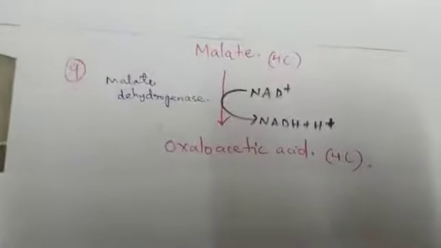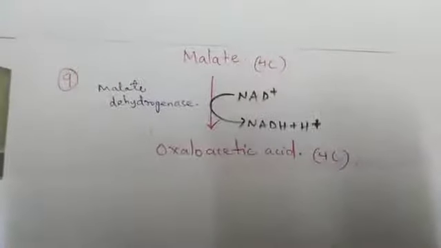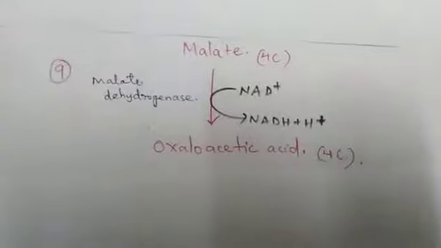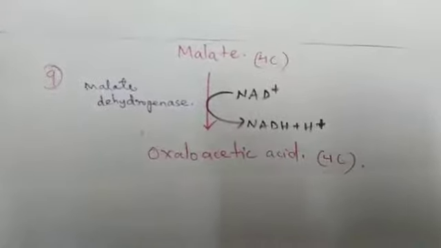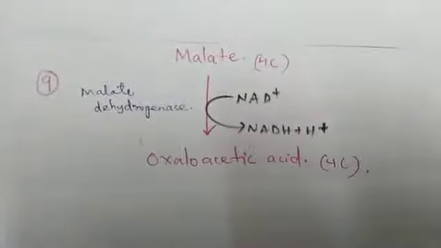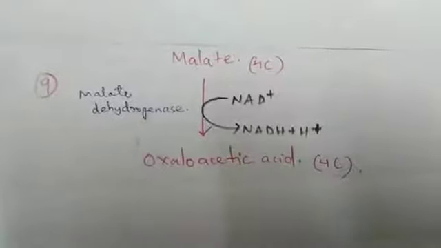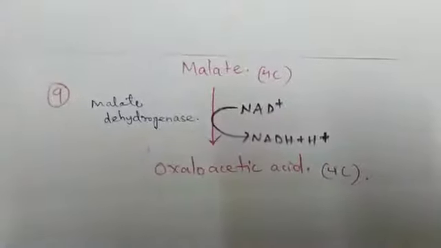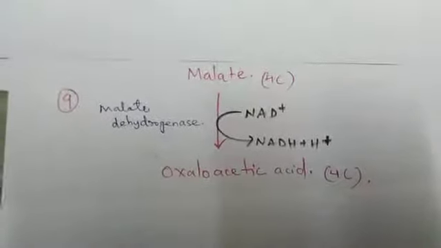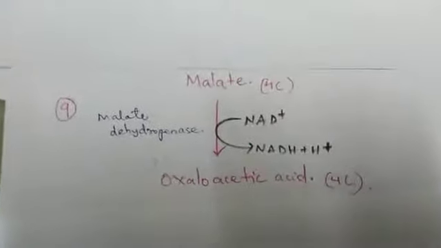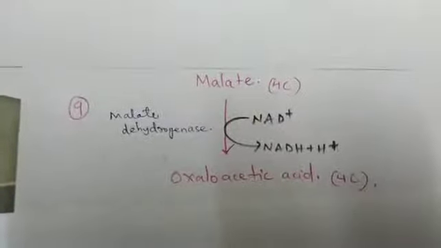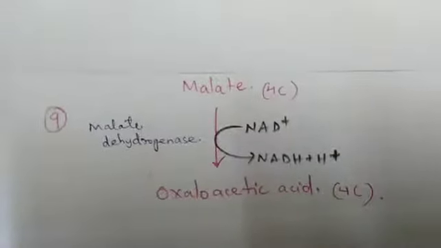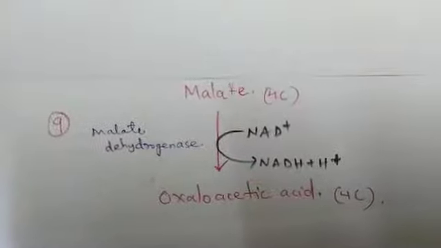The last reaction of the Krebs cycle is oxidation 4. Here malate or malic acid is converted into oxaloacetic acid in the presence of the enzyme malate dehydrogenase. Here NAD plus is converted into NADH plus H plus. Hence this reaction is termed oxidation. The oxaloacetic acid formed here is used for the next Krebs cycle. That is, oxaloacetic acid is regenerated in the Krebs cycle.